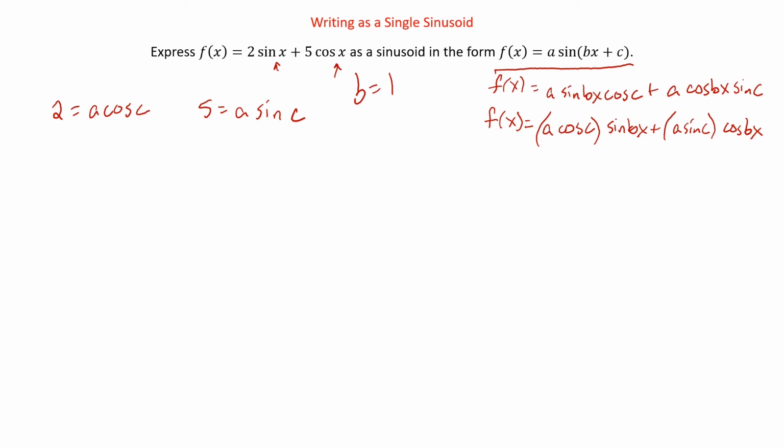So this is a system of equations, but it's not like one that you would have seen in the past. To deal with this, the very first thing we're going to do is square each of these. And we can do that because if 2 equals a cosine c, that means 2 squared would equal a cosine c squared. So 4 would equal a squared cosine squared c, and then 25 would equal a squared sine squared c.